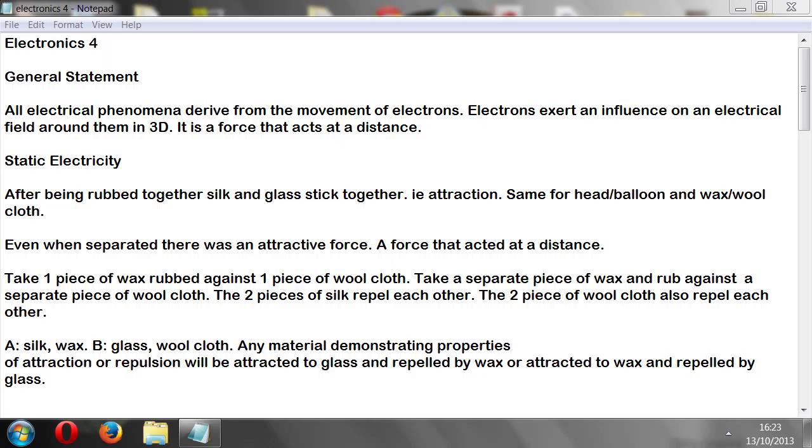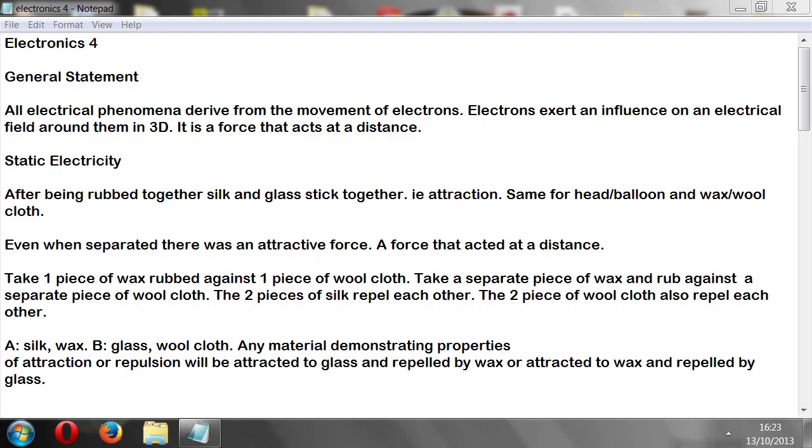Then, of course, I moved to static electricity, and this was in some ways a background thing, mainly to see what led to the discovery of electrons. After being rubbed together, silk and glass stick together. It was basically an attraction after they're rubbed together. Same for the head and balloon, and wax and wool cloth.